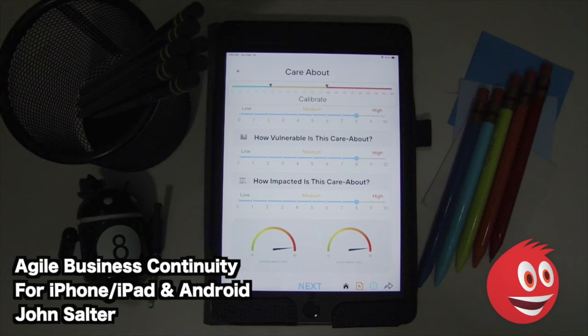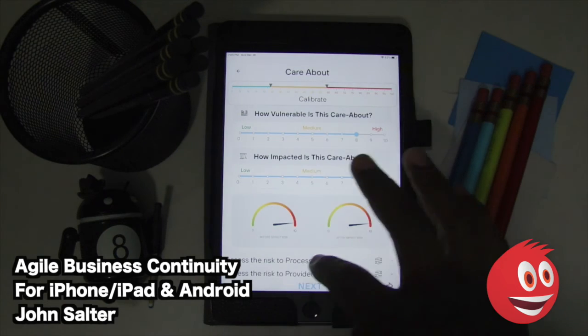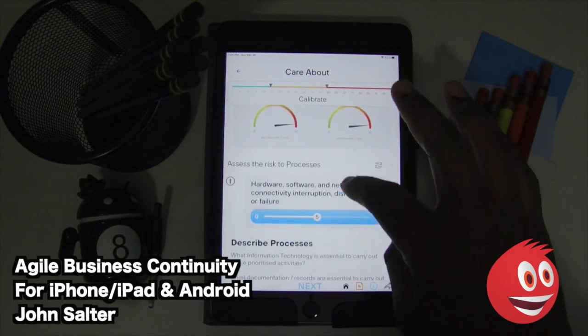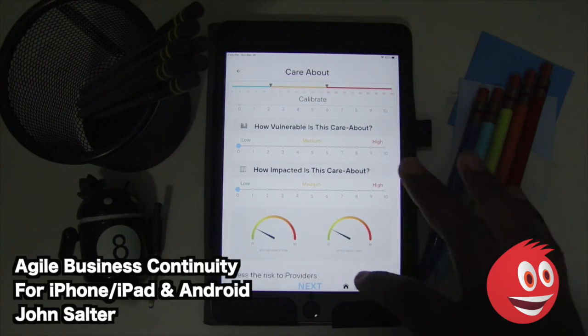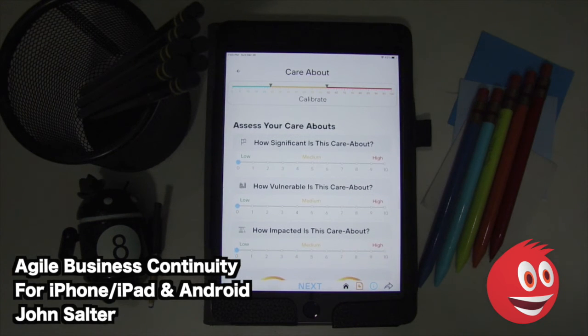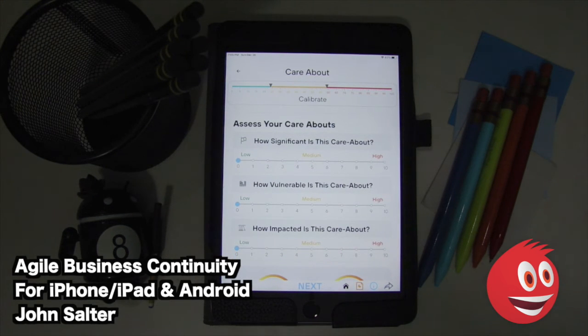But if you were sitting down with your team and trying to calculate how this would impact your business and your assets, again, this being people or material things, it could be your building, it could be your infrastructure, whatever it is that you're talking about. Once you're finished with this process, you will then generate a report. Assess the risk to processes, same deal, and we can go down to the bottom, assess the risk to providers. Remember, you set up these care abouts. So these are stock, but if you were to create your own hazard and go down the hierarchy, you would then do the same type of assessment with those care abouts that you inputted yourself.